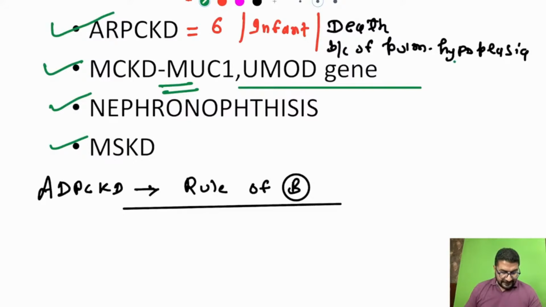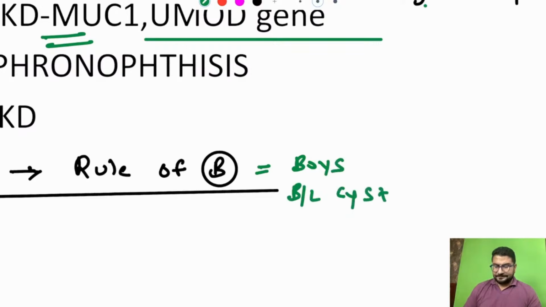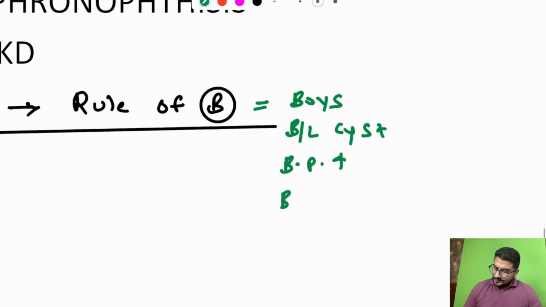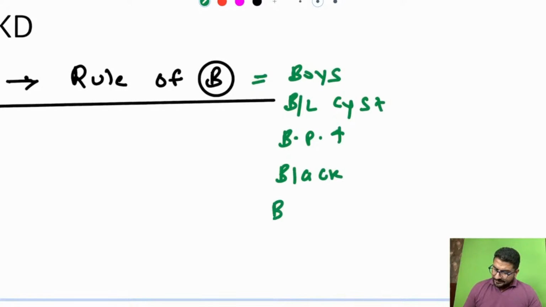Understand, ADPCKD is something commonly seen in boys. This is bilateral, so the patient mostly has cysts in both kidneys. The patient's BP also increases in this. So the patient will have hypertension. It mainly affects black, meaning African people, more. Then you can notice the patient will have Berry aneurysm.